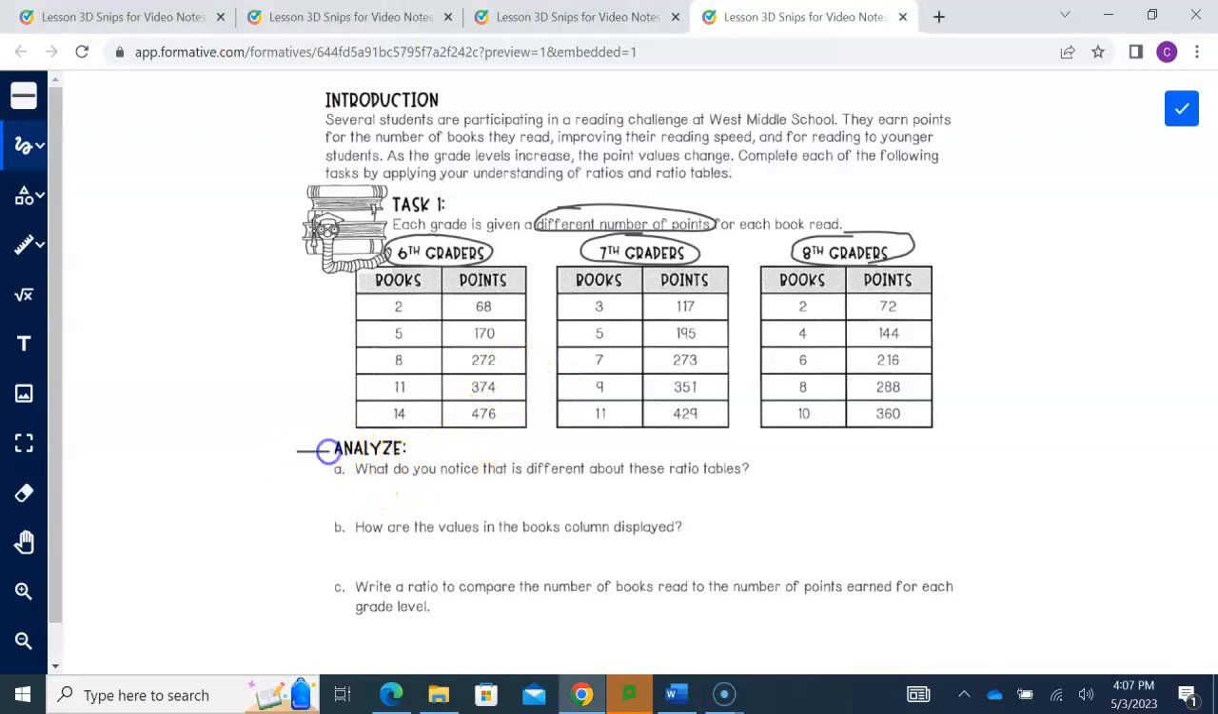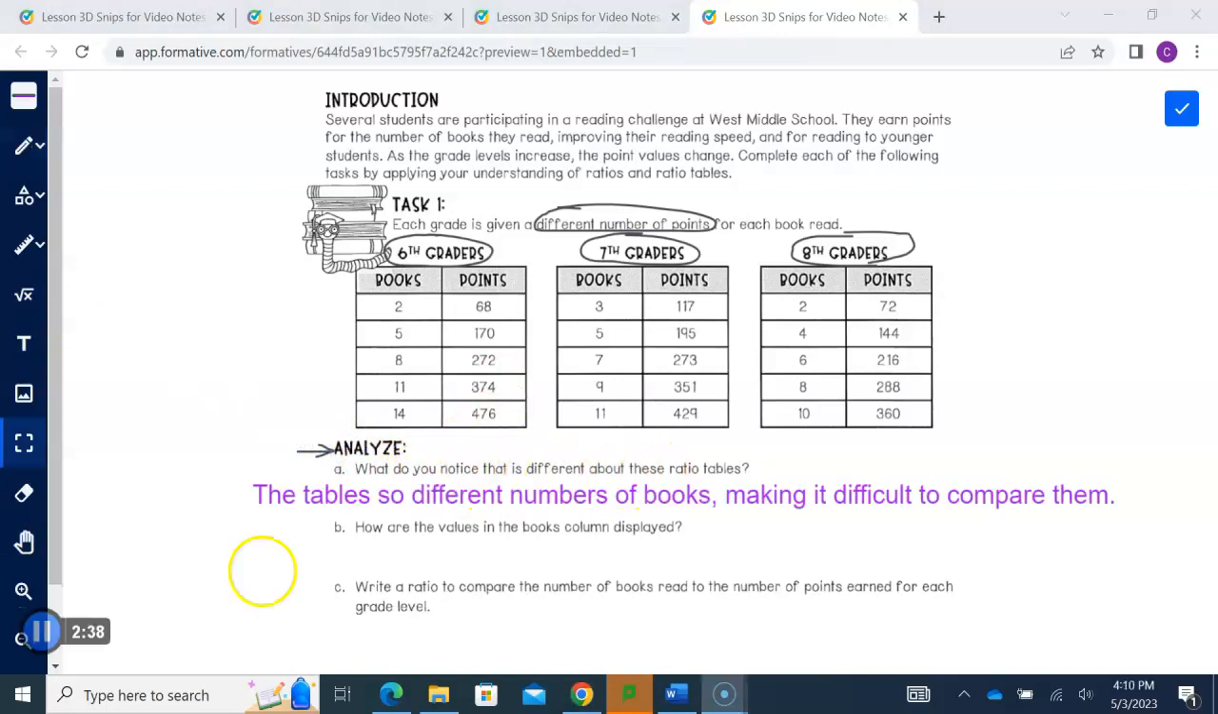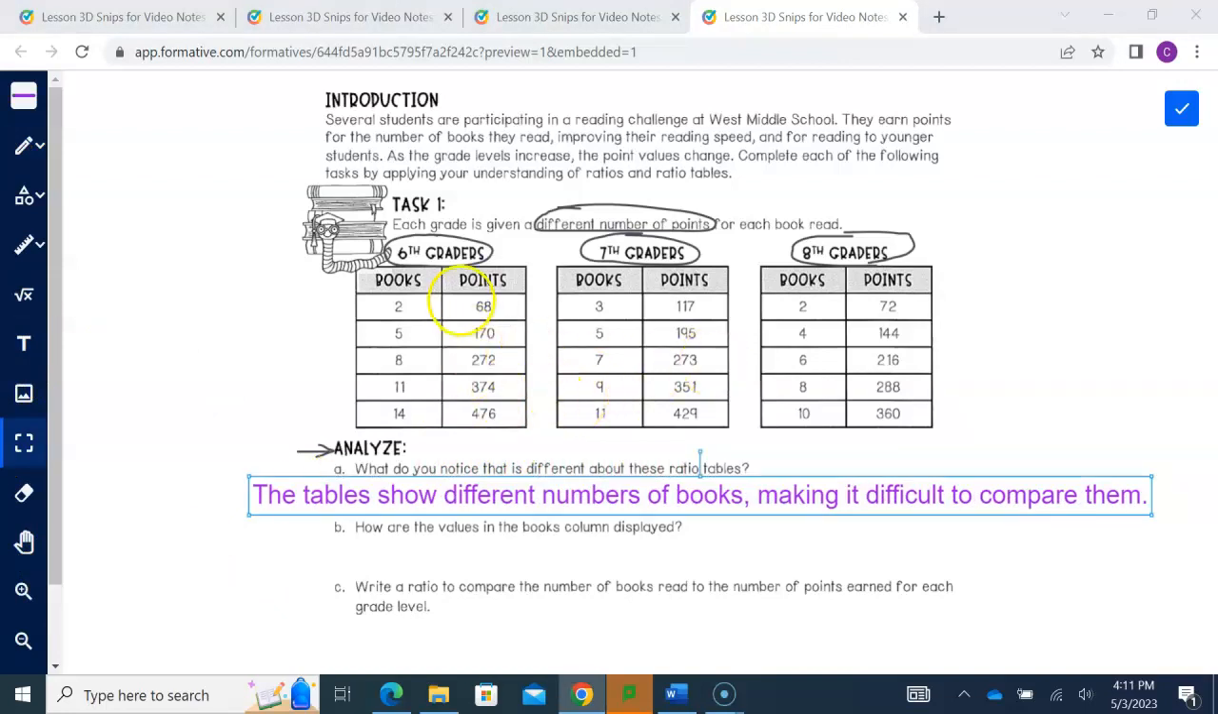So question A says analyze. What do you notice that is different about the ratio tables? So these tables show different numbers of books here. So we have 2, 5, 8, 3, 5, 7, 2, 4, 6. So our book numbers are different. So it's really difficult to compare these tables. It makes it harder to compare. Our point levels we know are going to be different because they told us that up here. But if the book numbers were the same, we might have a little bit more information to be able to analyze the tables. Might be a little easier, but they're all different. So that makes it a little more challenging.